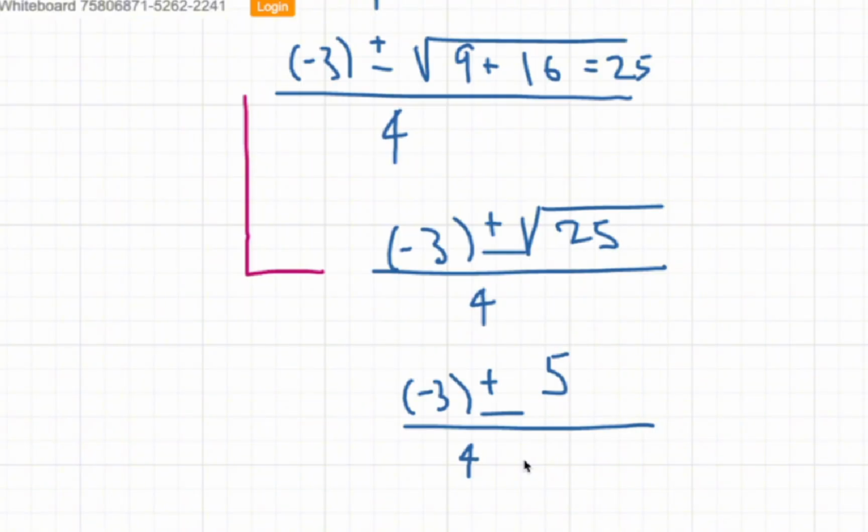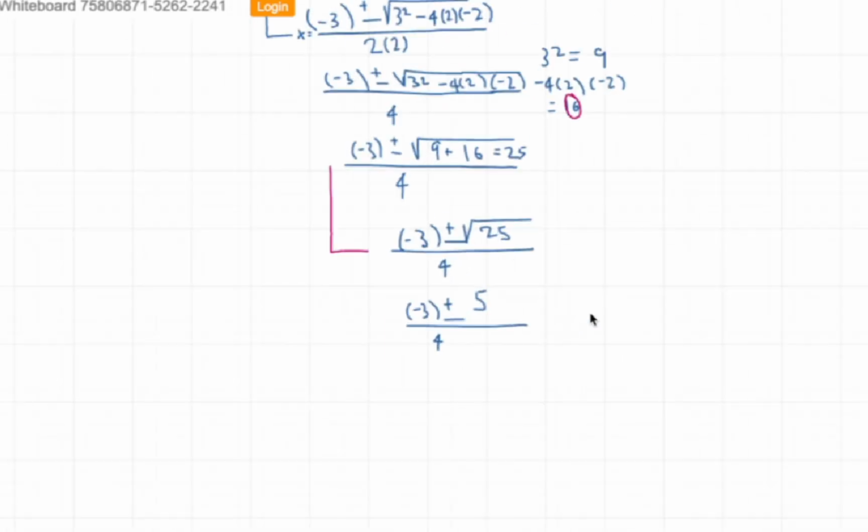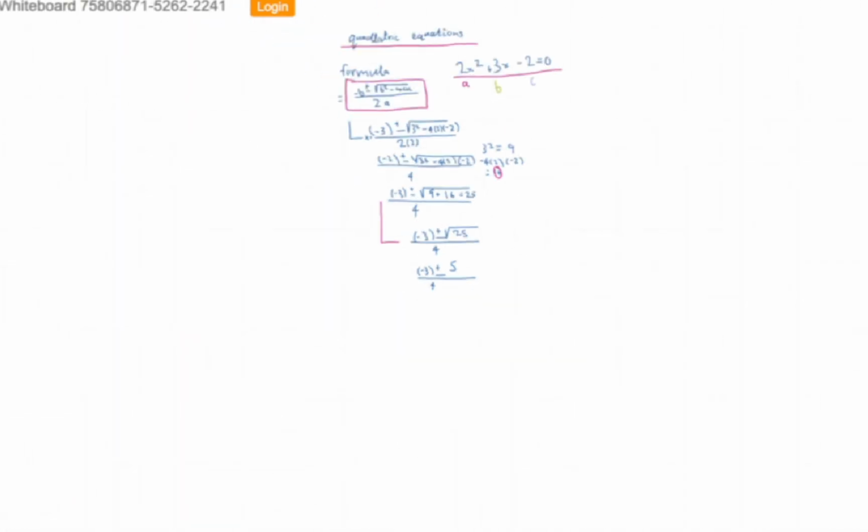Okie dokie. So now this is the part where we actually need to use plus or minus. In this case, quadratic equations will have two main answers. What we need to do is use this in both forms of arithmetic. So let's head to this section.